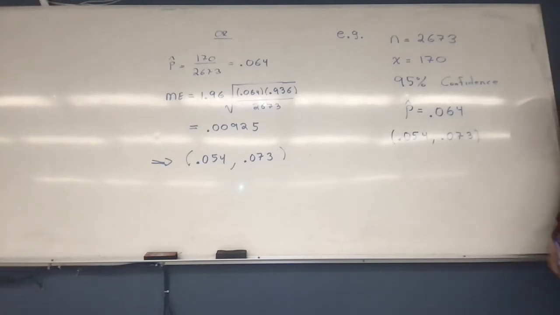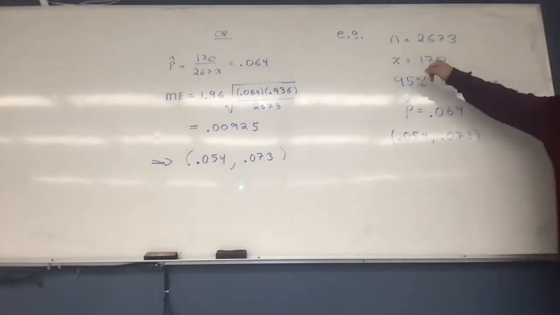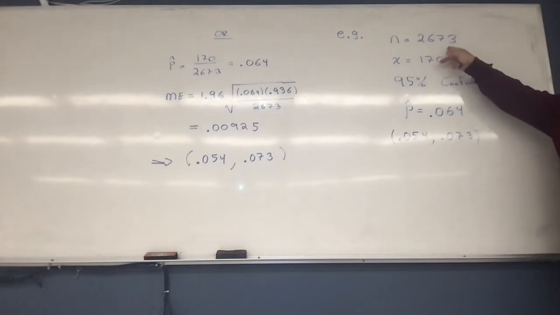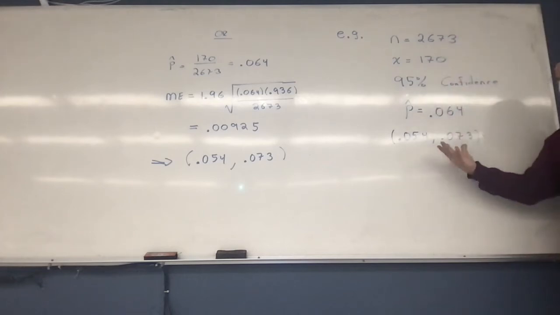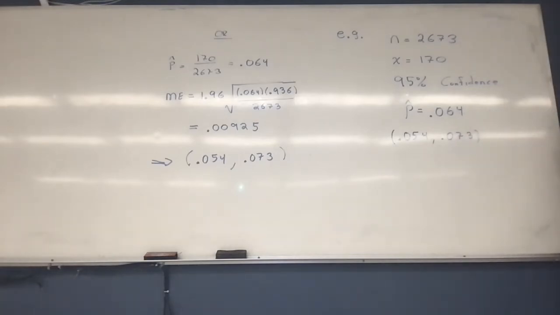No. The problem was, we're curious, what percent of adult heterosexuals have had more than one sexual partner in the last year? We got 170 people said yes, out of this many that we asked. We constructed this as my confidence interval. What did we just make? What is this? Somewhere between 5 to 7%.